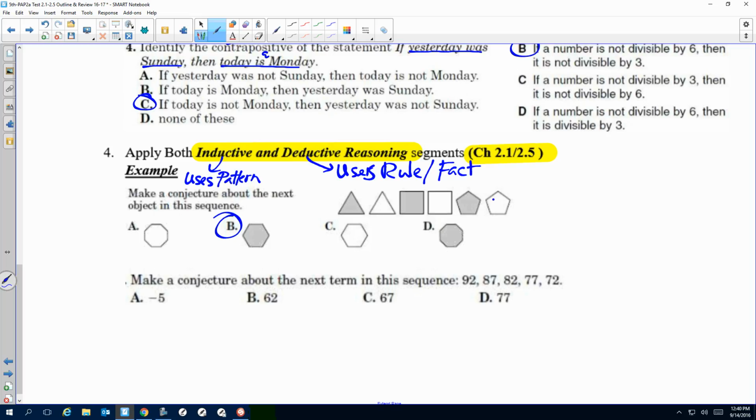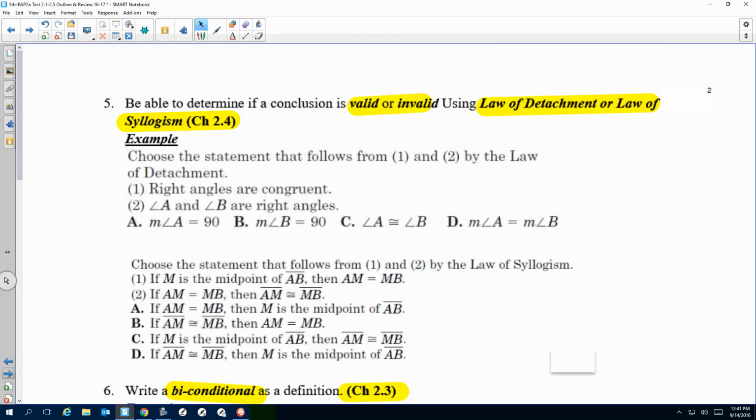All right. Make a conjecture about the next term in this sequence. Now we're looking at a number pattern. We should have C for this one. We should have C. All right, on the next page. Now we're going to look at valid or invalid conclusions using our laws of detachment. When I'm talking about my laws of detachment, that's deductive.